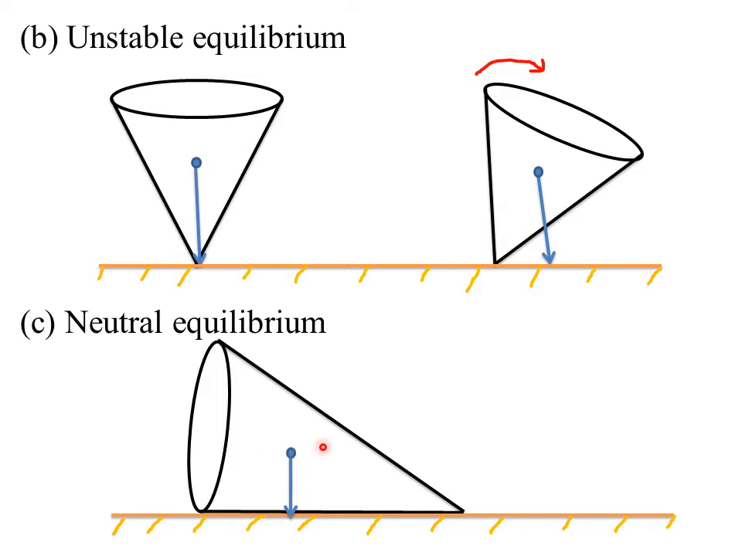Then another example of an object in neutral equilibrium is a ball on the ground. So if you have a ball on the ground, when you kick it, it can just move from one side to another, but you cannot change its position of center of gravity.